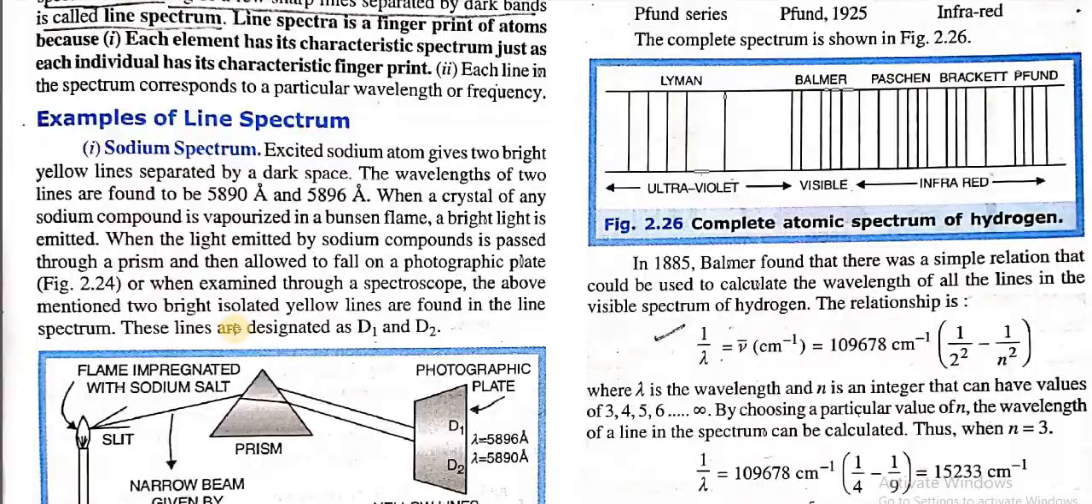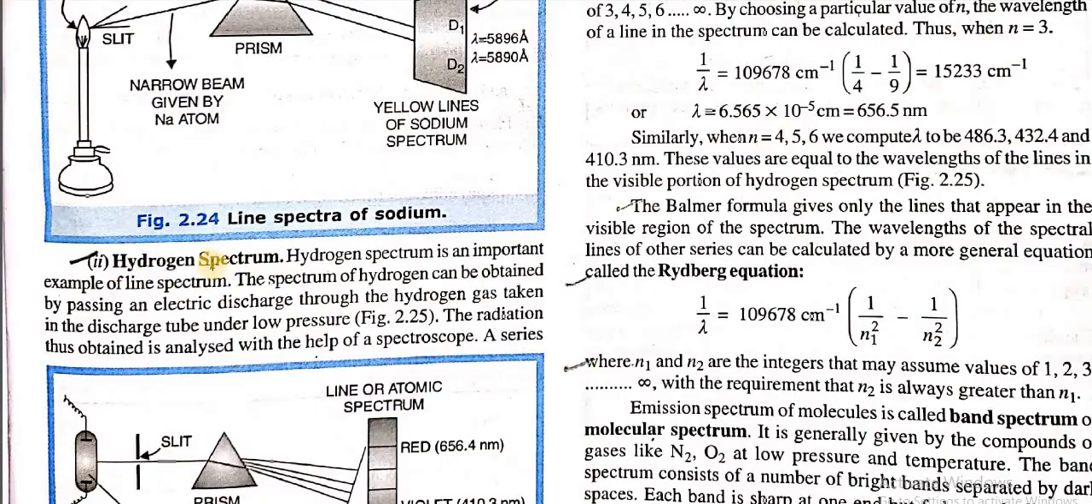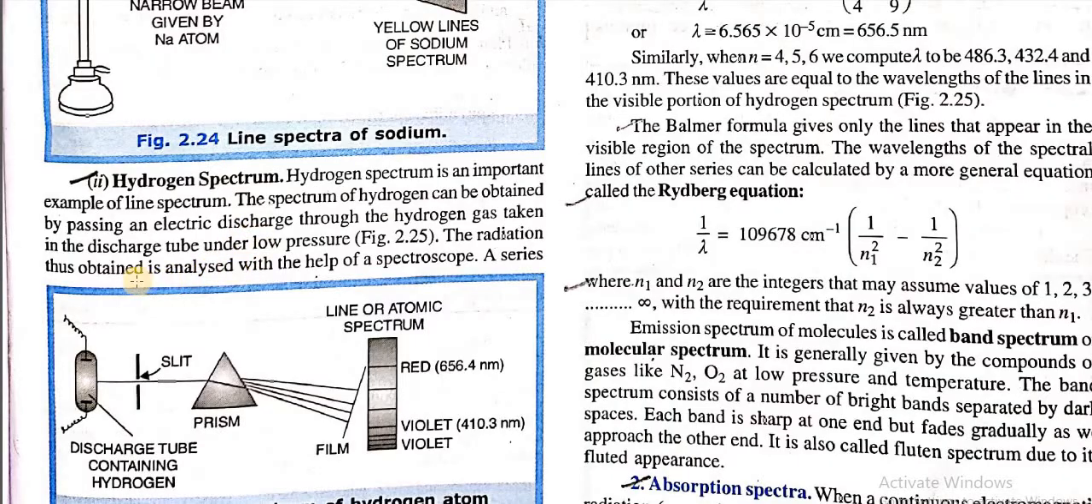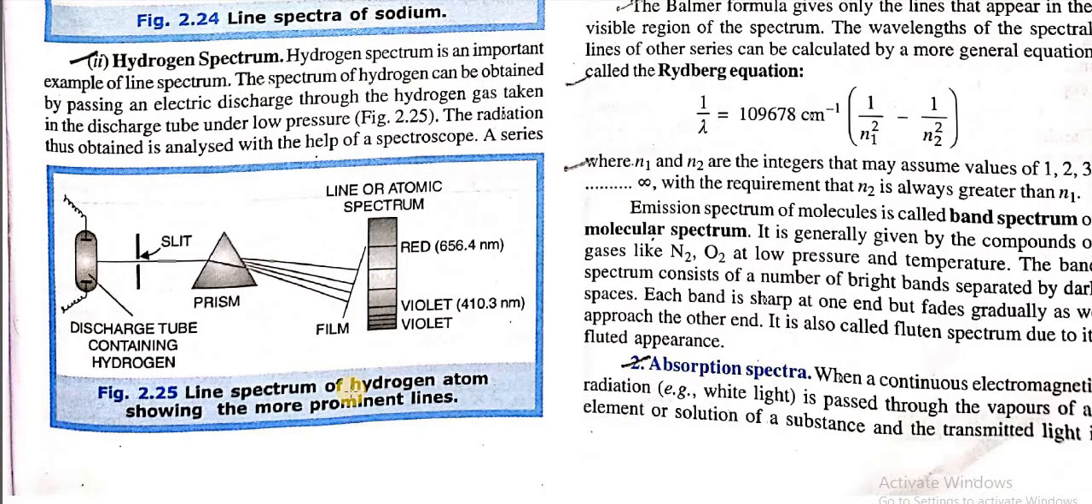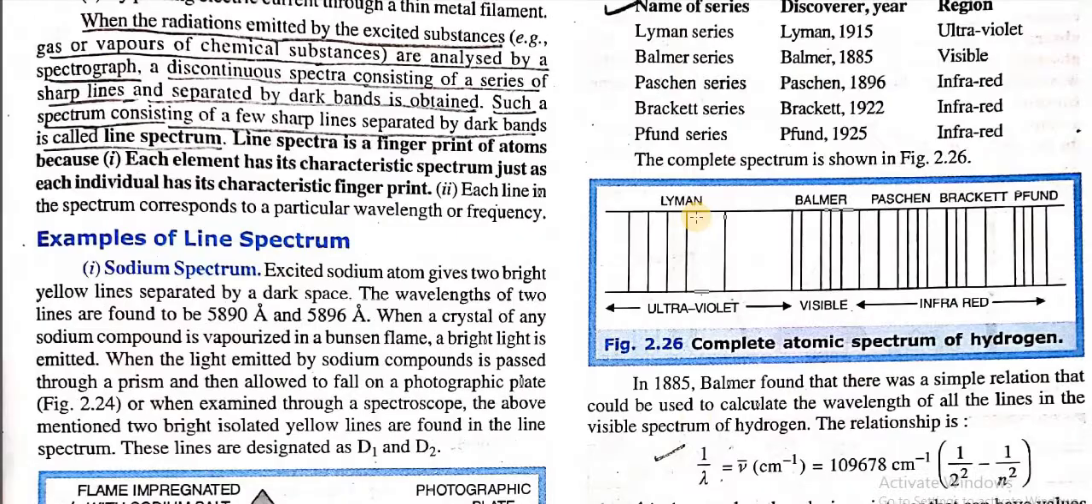So we'll understand this by taking the example of the hydrogen spectrum. Hydrogen spectrum is an important example of line spectrum. The spectrum of hydrogen can be obtained by passing an electric discharge through hydrogen gas in a discharge tube under very low pressure. Now, the radiation that comes out of this is made to fall on the prism, and this will split into different color bands. Okay? So the lines that we might get will be like this.